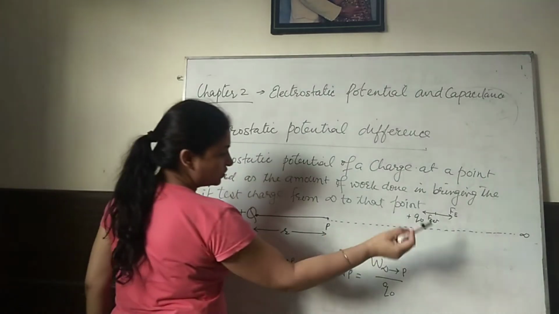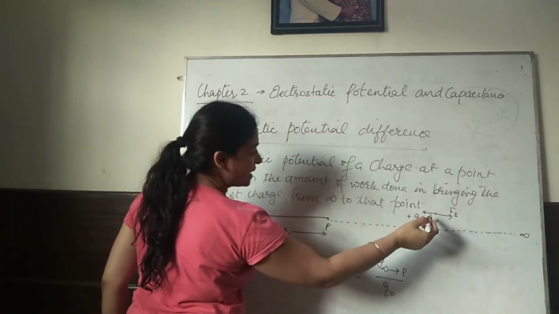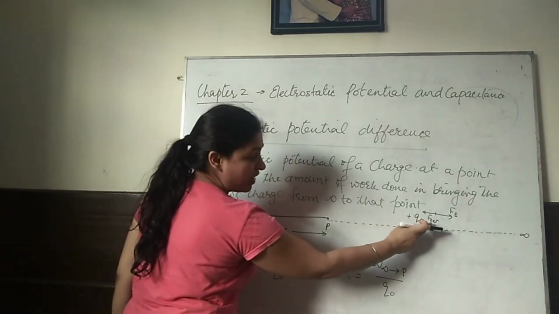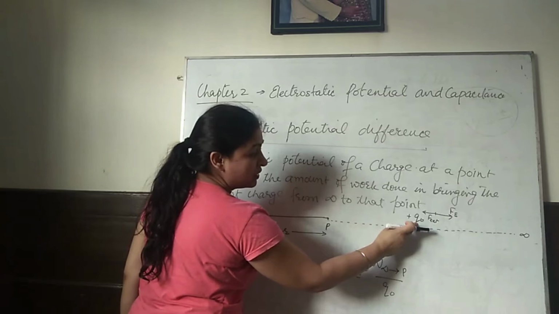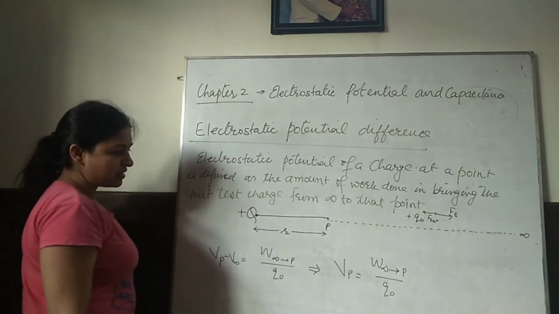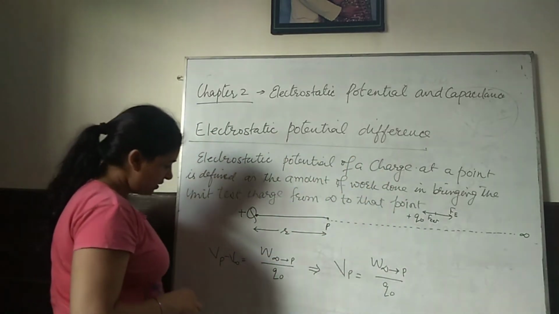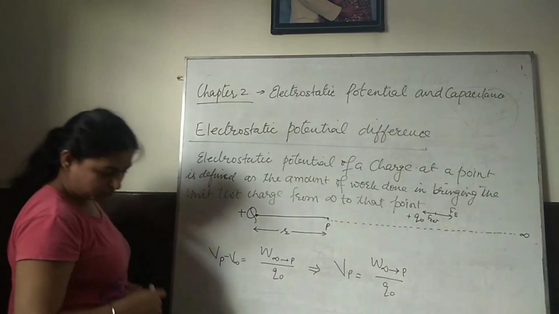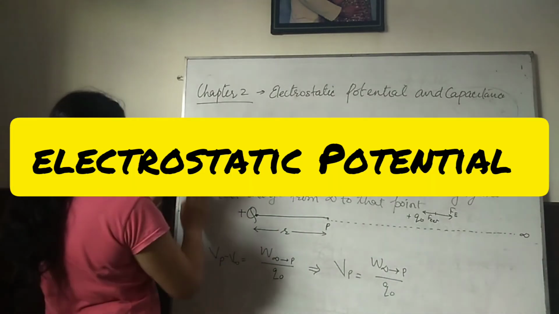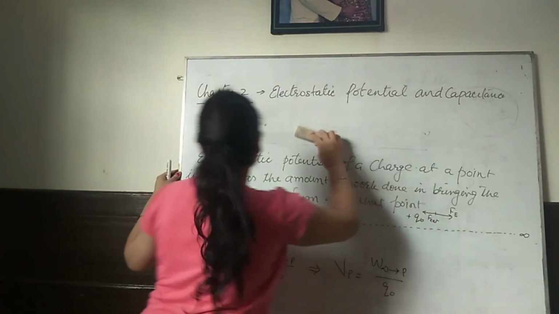In order to find out the work done, we have to apply an external force, and by applying that force, we do some work. And one more thing: as we have to keep the net force on this Q0 zero, the external force has to be equal to the electrostatic force. So using this concept, we can find out the electrostatic potential. Let us find out the expression for the electrostatic potential at a point.